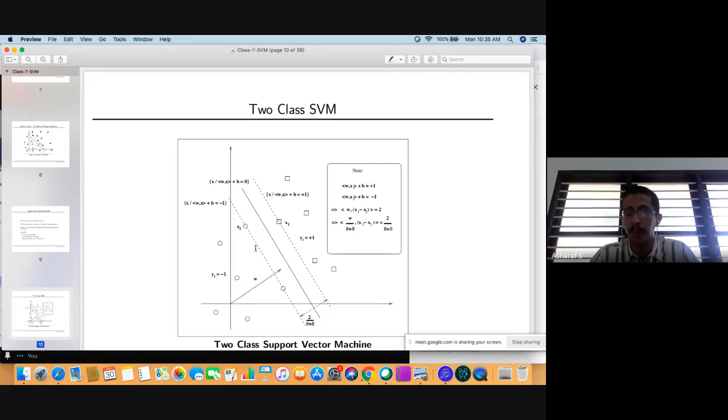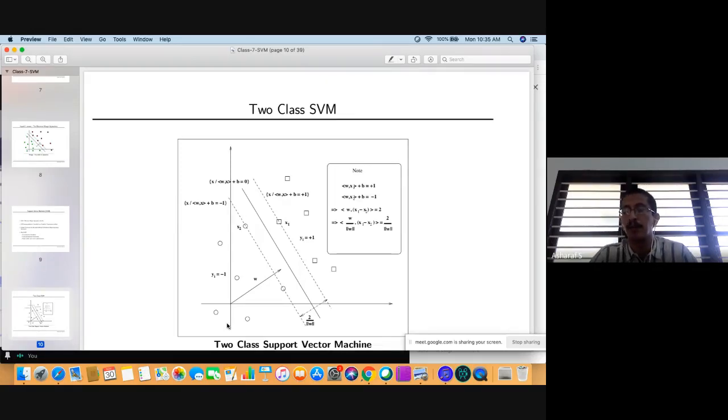At the same time, this is a linearly separable case. Everybody has to be correctly classified, which means the functional margin y_i into w transpose x plus b has to be greater than or equal to 1, because we don't allow any points to fall inside the margin. Every point has to be either on the boundary or above the boundary, and in this case, either on the boundary or below it. So y into w transpose x plus b, the functional margin, has to be greater than or equal to 1 for every point for correct classification.